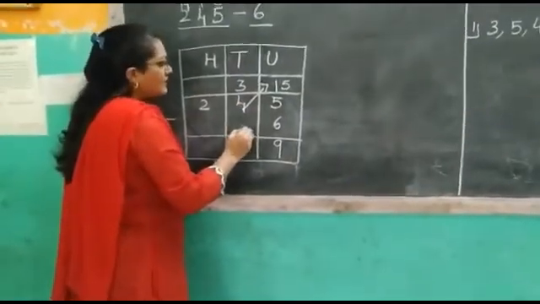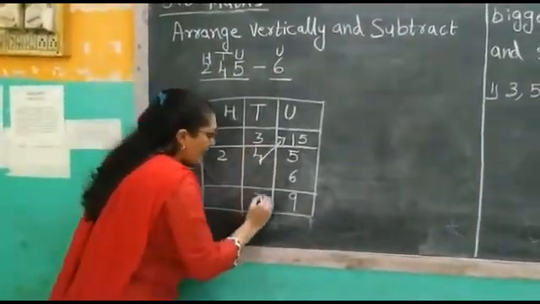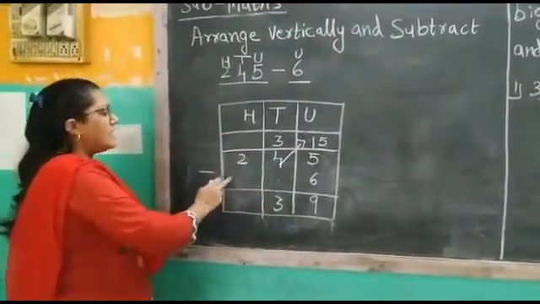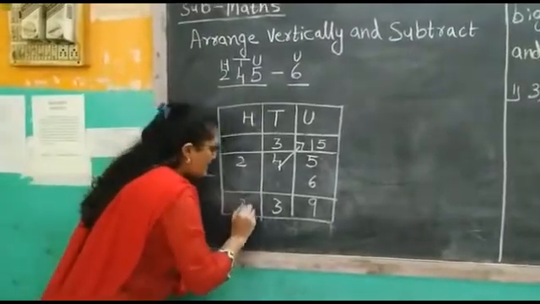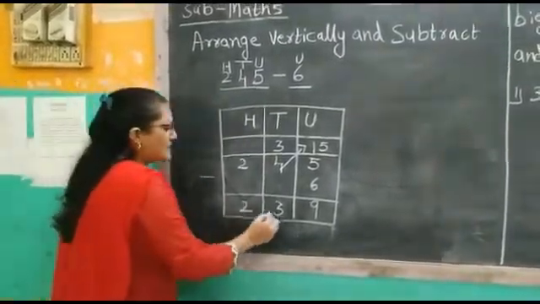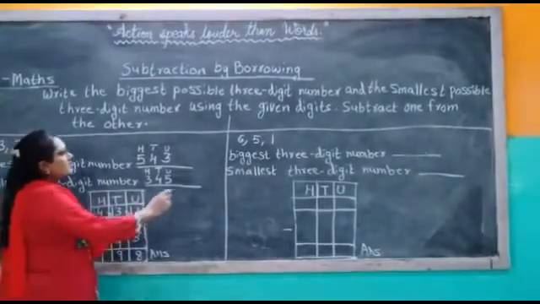Here there is no other number in the tens place to subtract, so we will write 3 as it is. And here again there is no number, so again we will write 2 as it is in the 100 place. So your answer is 239.